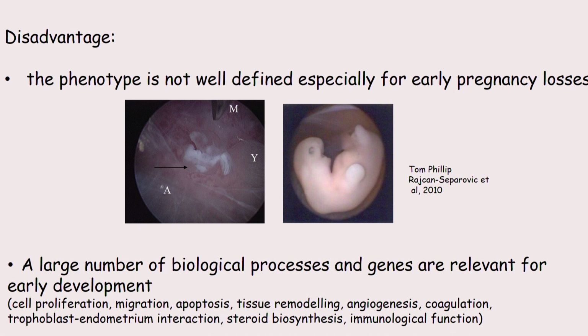So when you do a whole exome screen, any gene that has a role in cell proliferation, migration, apoptosis, tissue remodeling, angiogenesis, coagulation, trophoblast-endometrium interaction, and so on, can be considered a candidate.